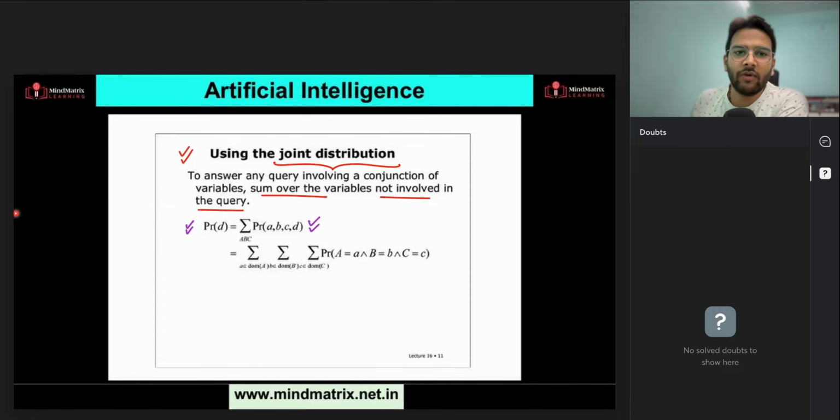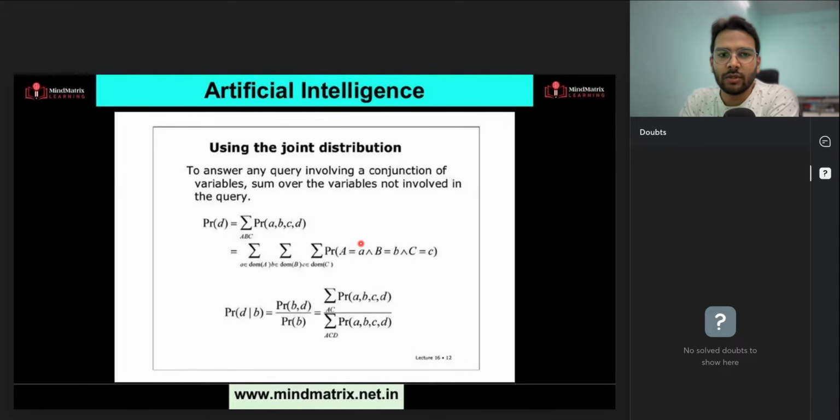Okay. So let's say we are finding the probability of D. We can say that it is equivalent to summing over all the remaining variables, that is A, B, C, and we can write it like this. And this is the same as writing it separately also. That means summing over all the values of A, summing over all the values of B, summing over all the values of C, where A is equal to small a, B is equal to small b, and C is equal to small c. So we can write it like this also.